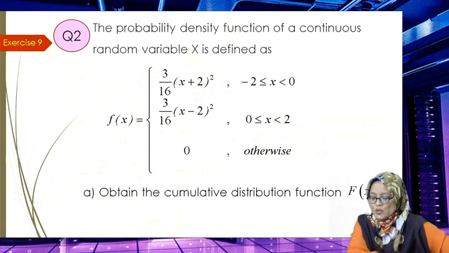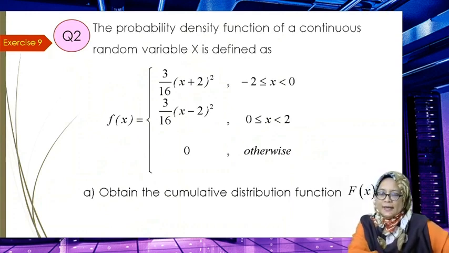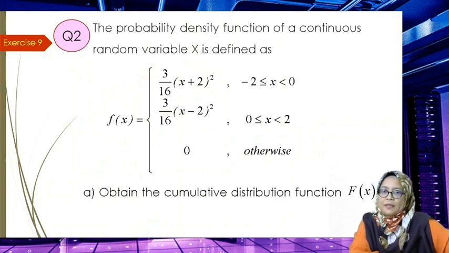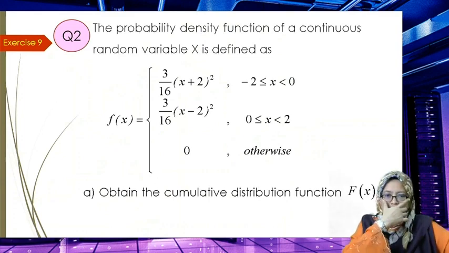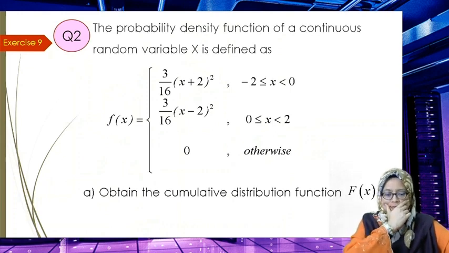Okay, so next is question 2, exercise 9. Find the probability density function of a continuous random variable defined as this function. So you have two intervals for your fx. So obtain the cumulative distribution function of fx.